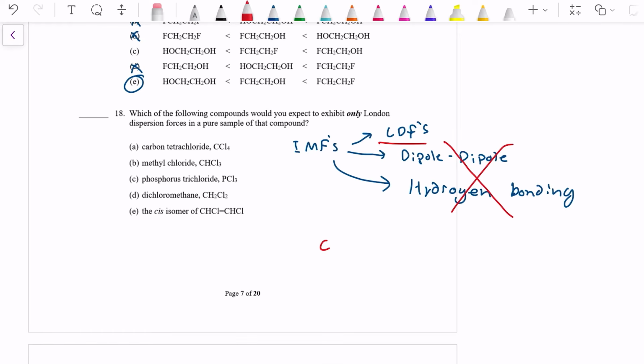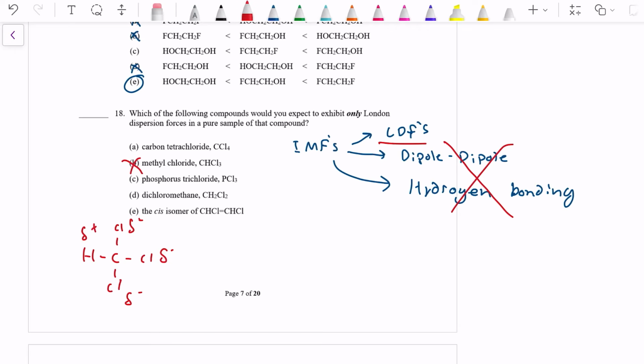So first answer choice, carbon tetrachloride. This molecule is symmetric, which means it's not polar, so this one's probably going to be our answer choice. Let's check out the rest of them, just to be sure. If we look at answer choice B, methyl chloride, this one is a very polar molecule, and you're going to get some dipole-dipole bonding. So not B.